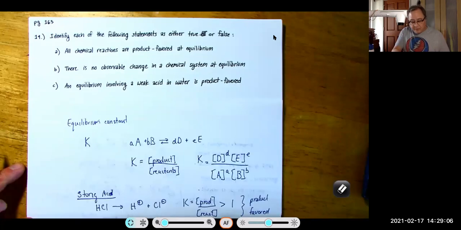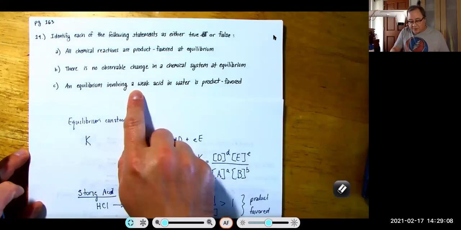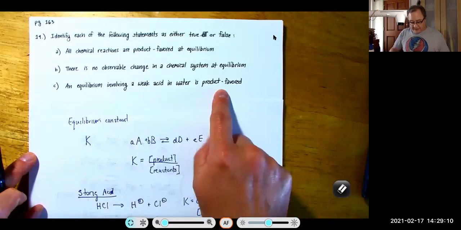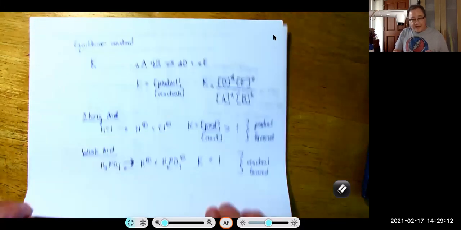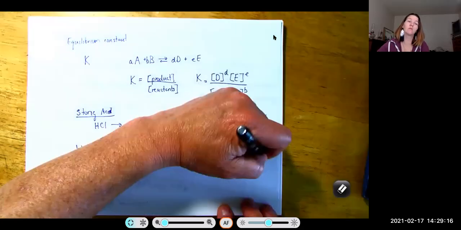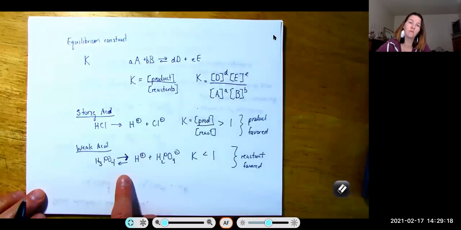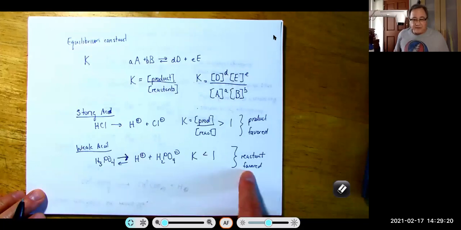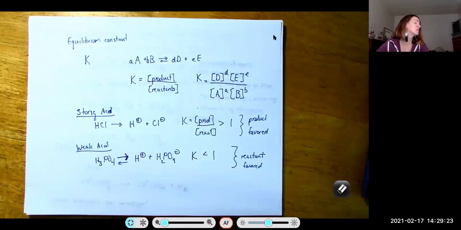Okay, at equilibrium, dissolving a weak acid in water is product favored. And here, what did we find out about weak acids? They're not product favored, they're reactant favored.